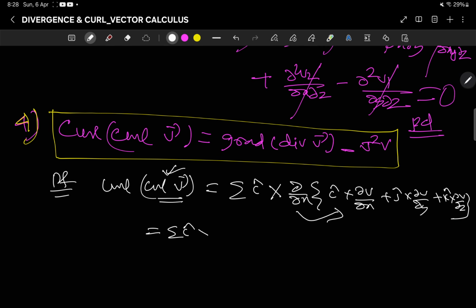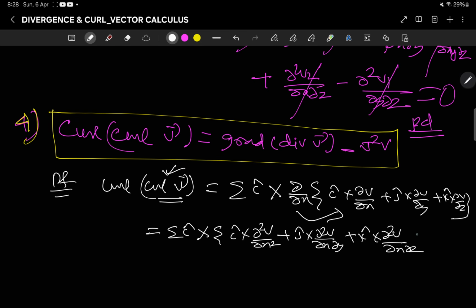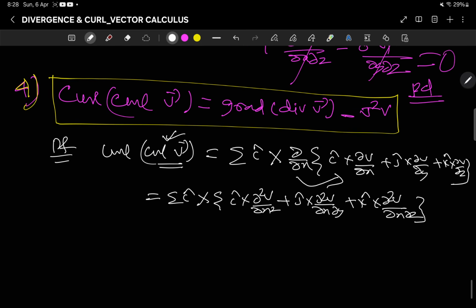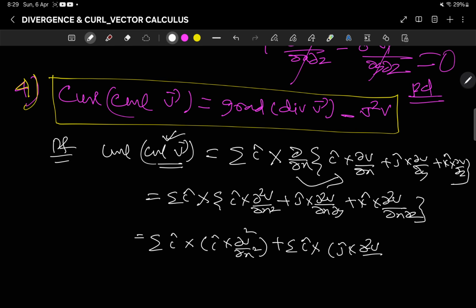So this is summation of I cap cross del square V by del x square plus j cap cross del square V by del x del y plus k cap cross del square V by del x del z. Now I separate them out. I cross this plus summation of I cross j cross del square V by del x del y plus summation of I cap cross k cross del square V by del x del z.